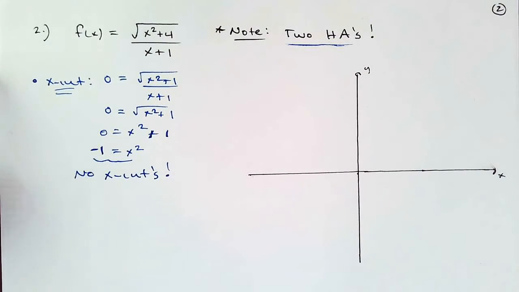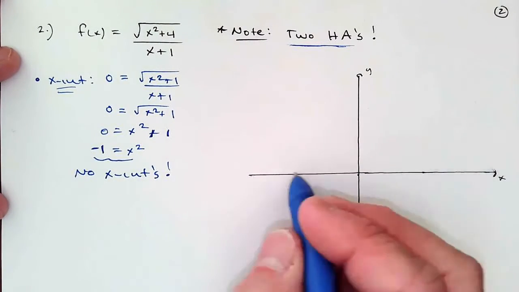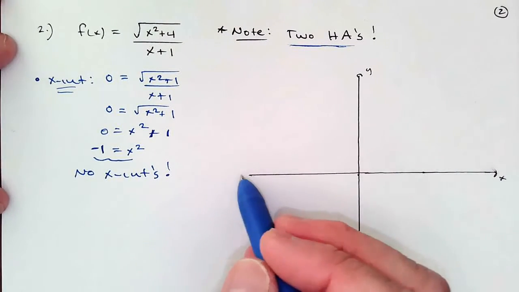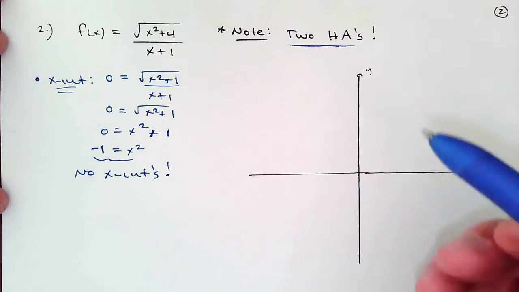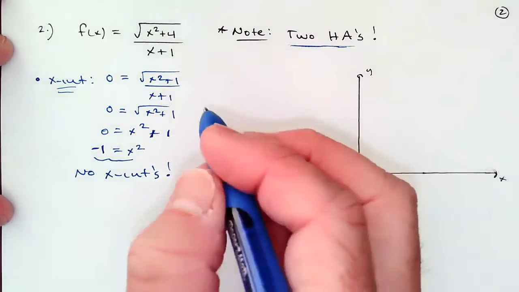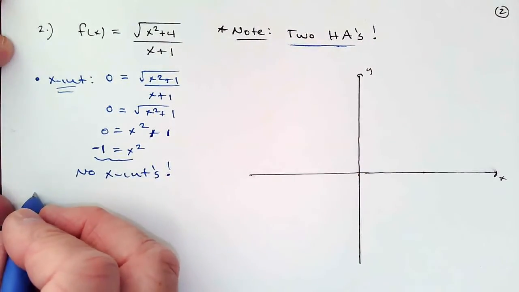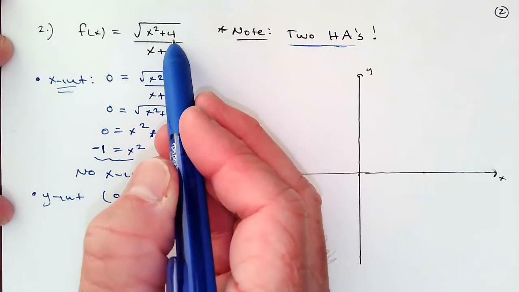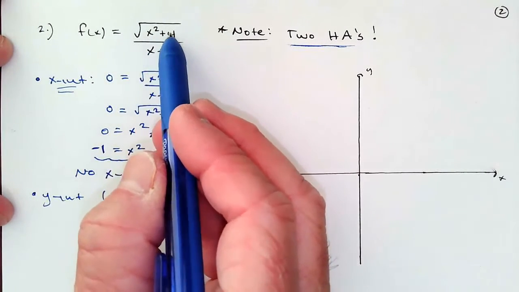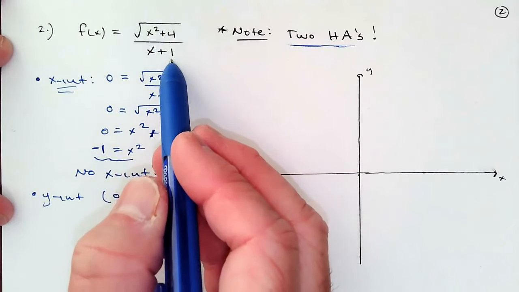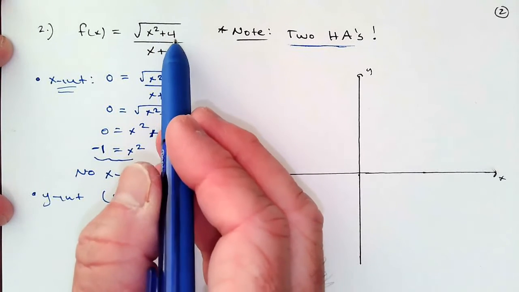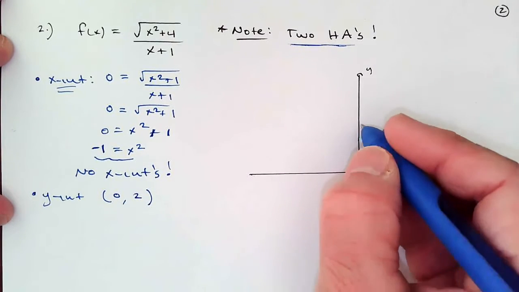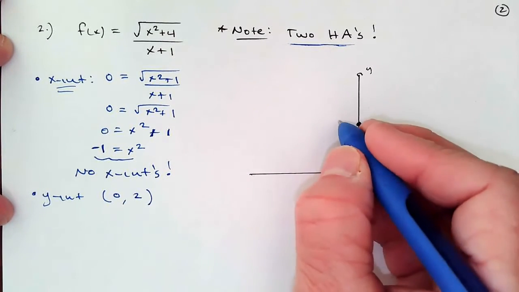I don't think we've seen that before. And that's okay. That just means our graph never touches the x-axis, right? That's actually good information to know, that it never, ever touches this x-axis. Now, I do have a y-intercept. If I let x be 0, it's just going to come down to the square root of 4 over 1, which is 2 over 1. So my y-intercept is (0, 2). Right there.